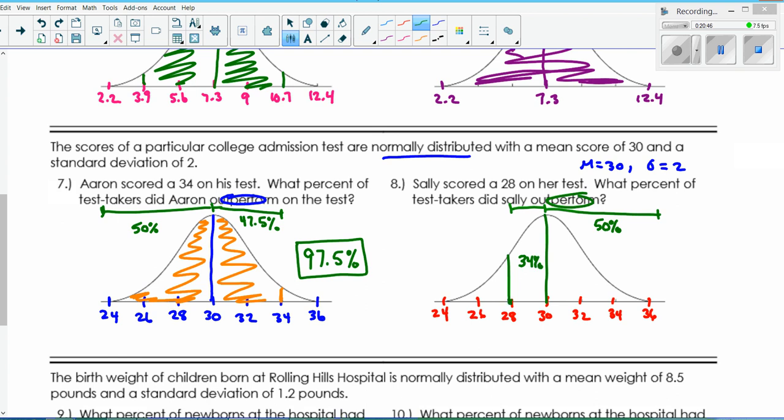Okay, so if Sally scored a 28, then this is the percent she didn't outperform. So we can take 100% and subtract 34 and 50 to get what's left. That makes 84, so she outperformed 16% of the test takers, which represents all of this. It should make sense that it's less than 50%. So that would be our answer.